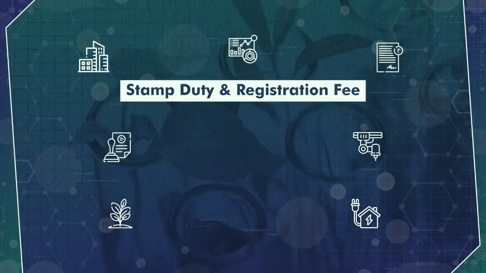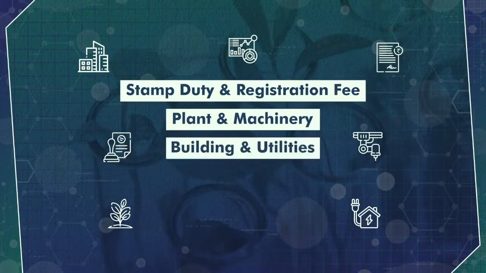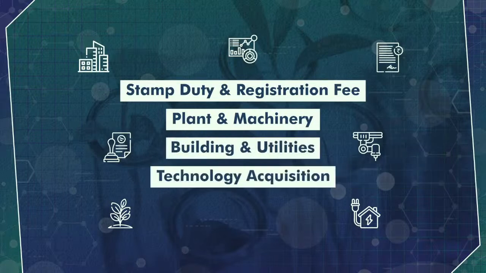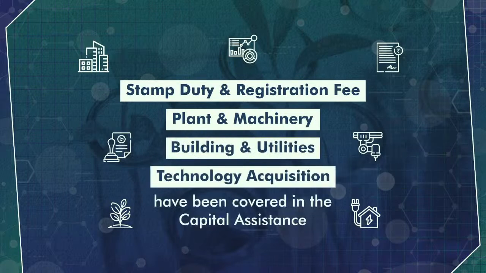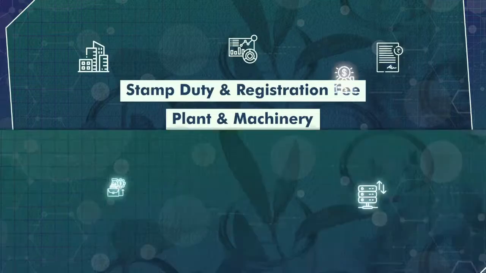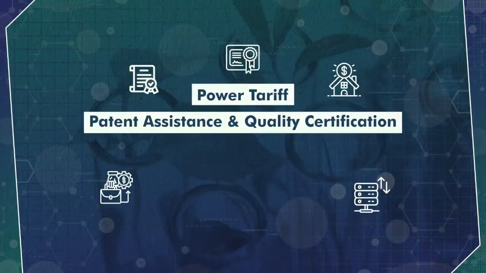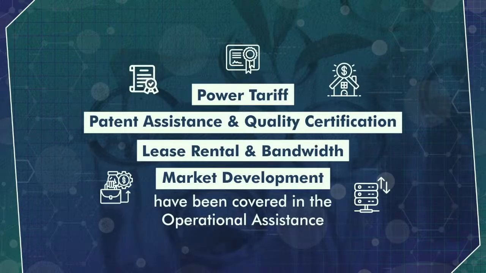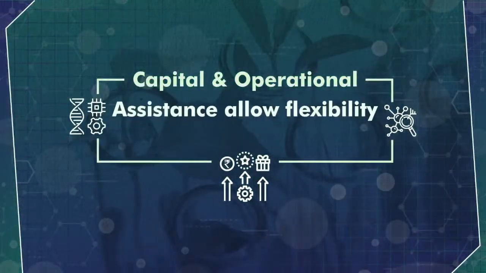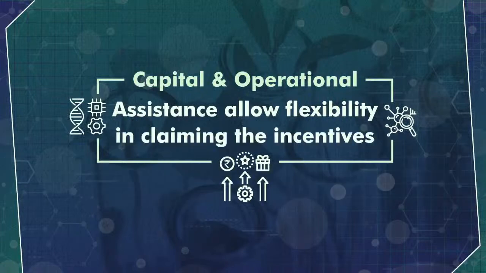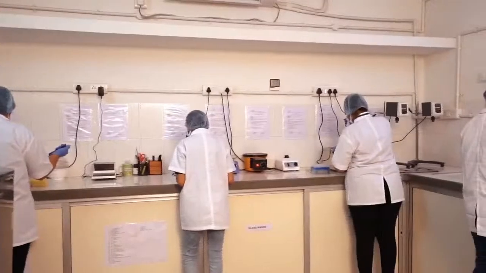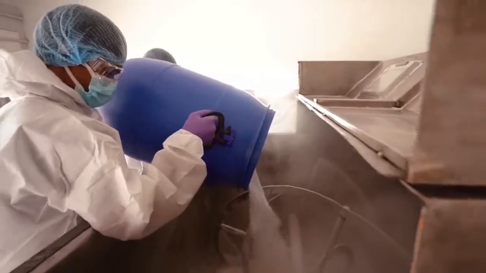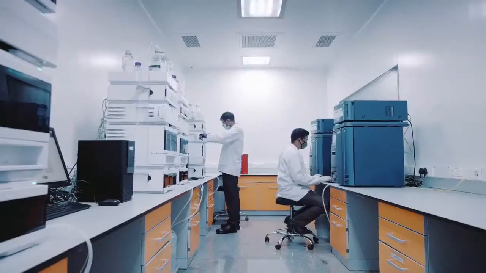Stamp duty and registration fee, plant and machinery, building and utilities, and technology acquisition have been covered in the capital assistance. Power tariff, patent assistance and quality certification, lease rental and bandwidth, market development have been covered in the operational assistance. Both capital and operational assistance allow flexibility in claiming the incentives. No ceiling shall be imposed on any single head within these bundled assistances.